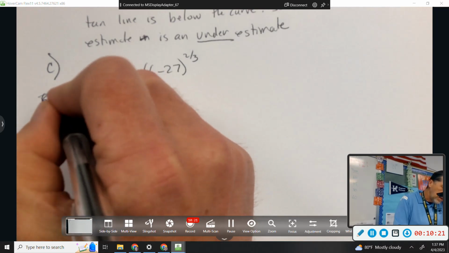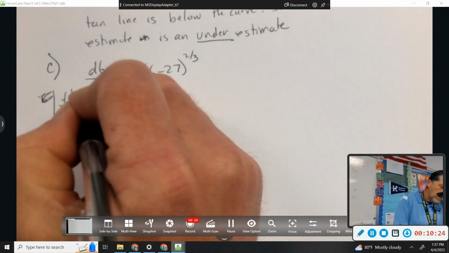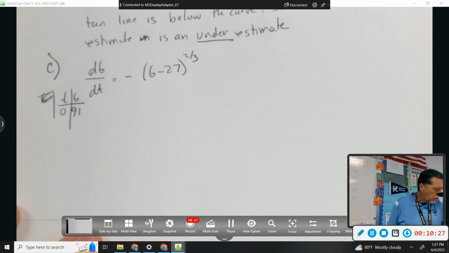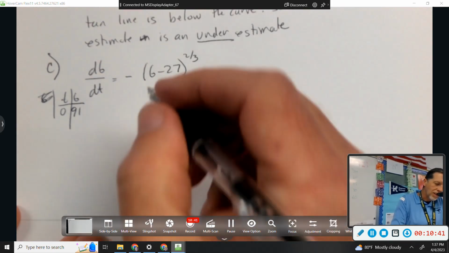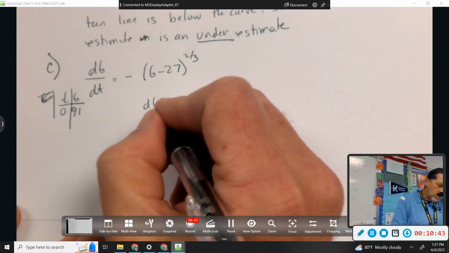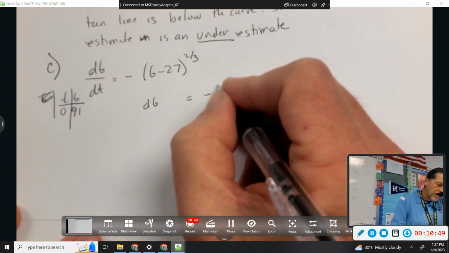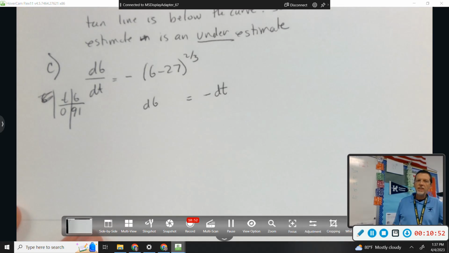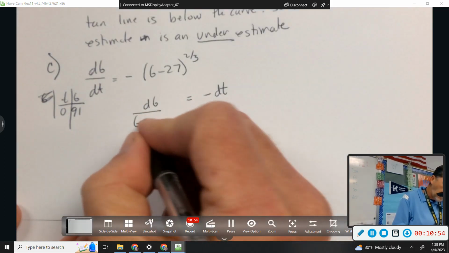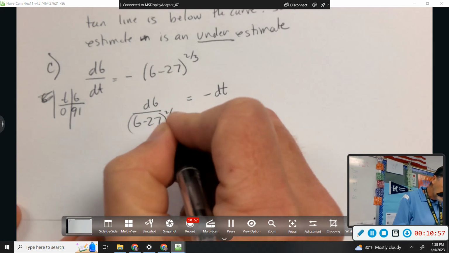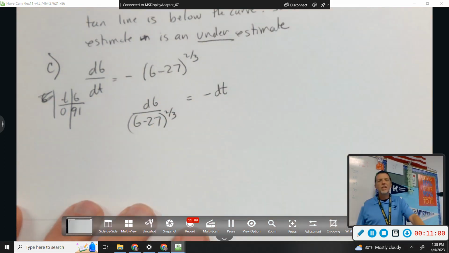Find an expression for G of t. Integral. I'm going to have to integrate to get G. To undo the derivative, I've got to integrate. Which is so much fun. So that would be dG equals, moving things around, move the dt over, G minus 27 to the 2/3 in the denominator. That's yuck.